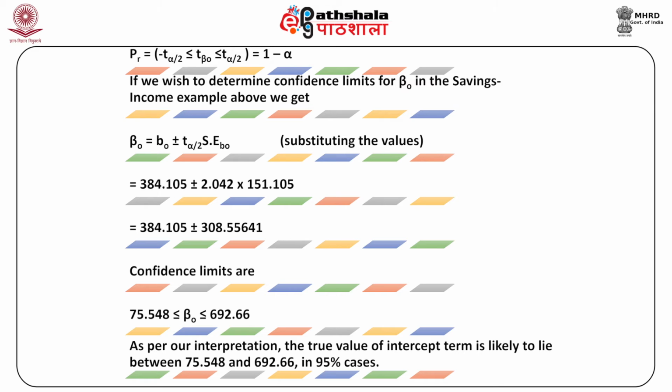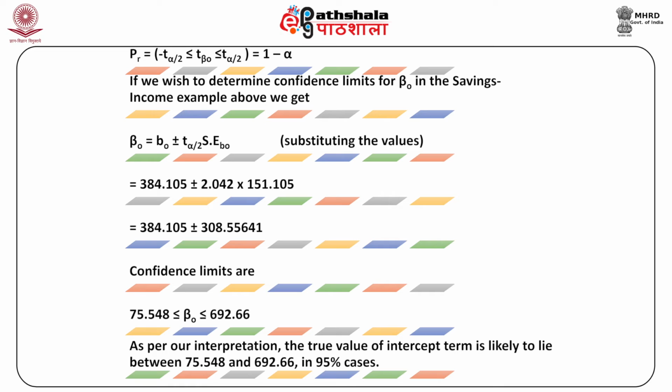If we wish to determine confidence limits for beta naught in the savings income example above, we get beta naught equal to b naught plus minus t alpha by 2 SE b naught. Substituting the values, this becomes equal to 384.105 plus minus 2.042 multiplied by 151.105, which is equal to 384.105 plus minus 308.51641.